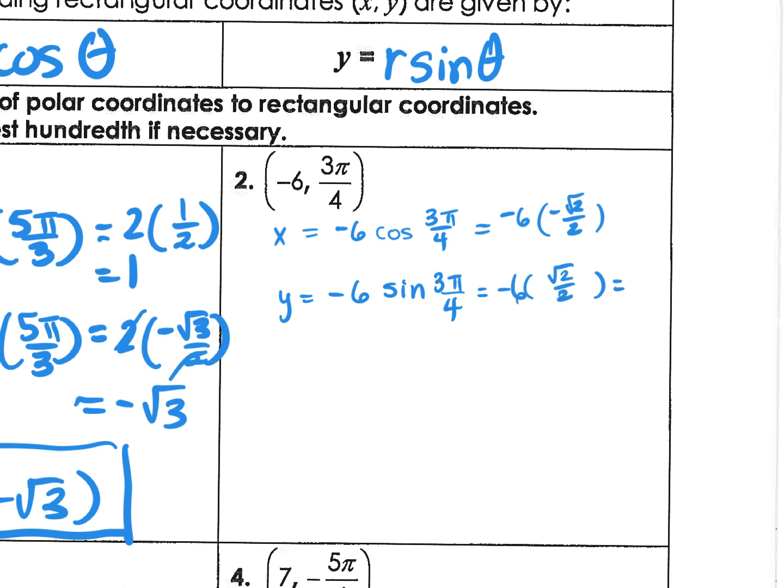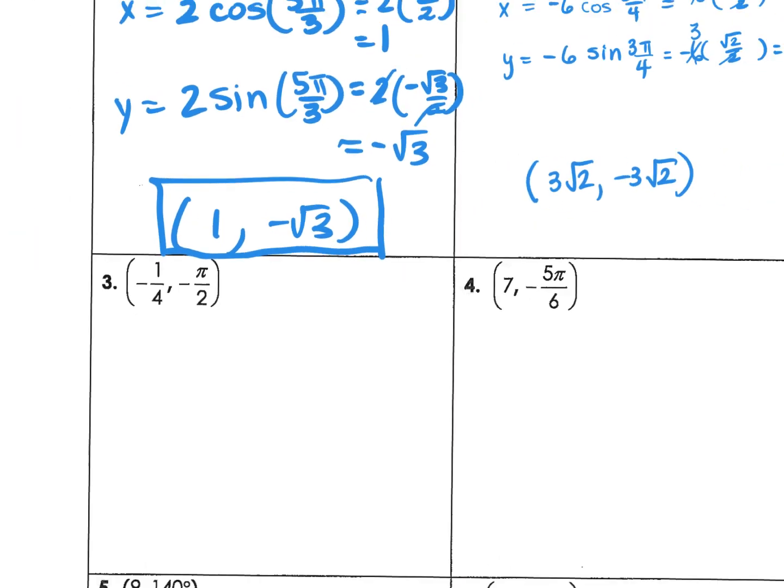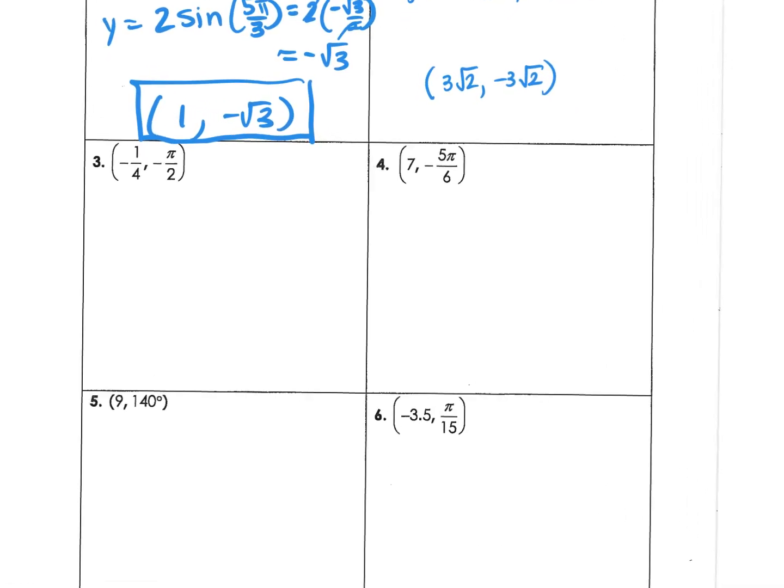Oh, I got it. Negative times negative is a positive. 2 goes into 6. So this is 3 root 2. And this is negative 3 root 2. So my coordinates are 3 root 2, negative 3 root 2. We're going to do one more of these that's got a negative, and then I'm going to make you try one on your own.